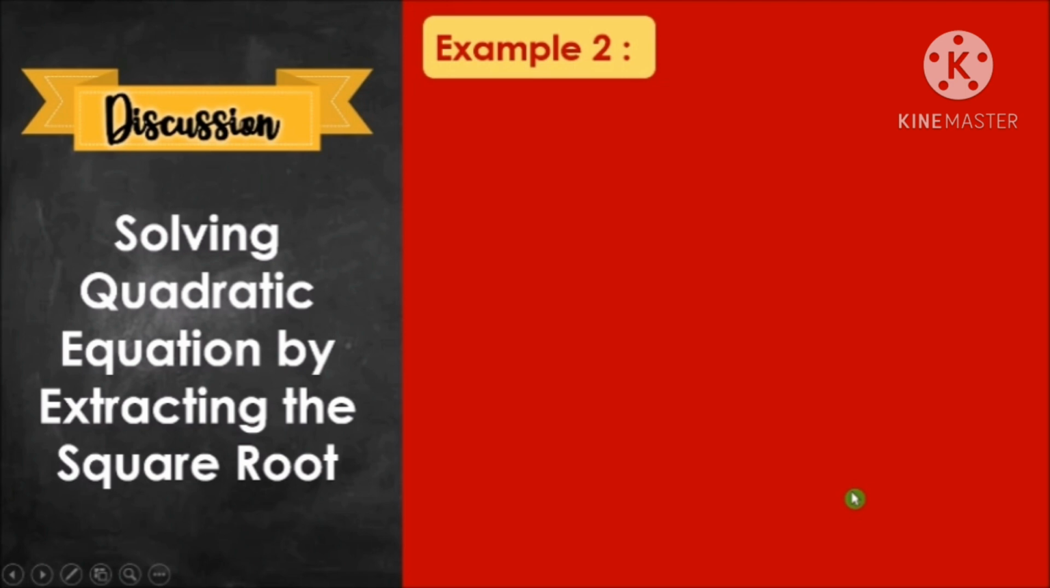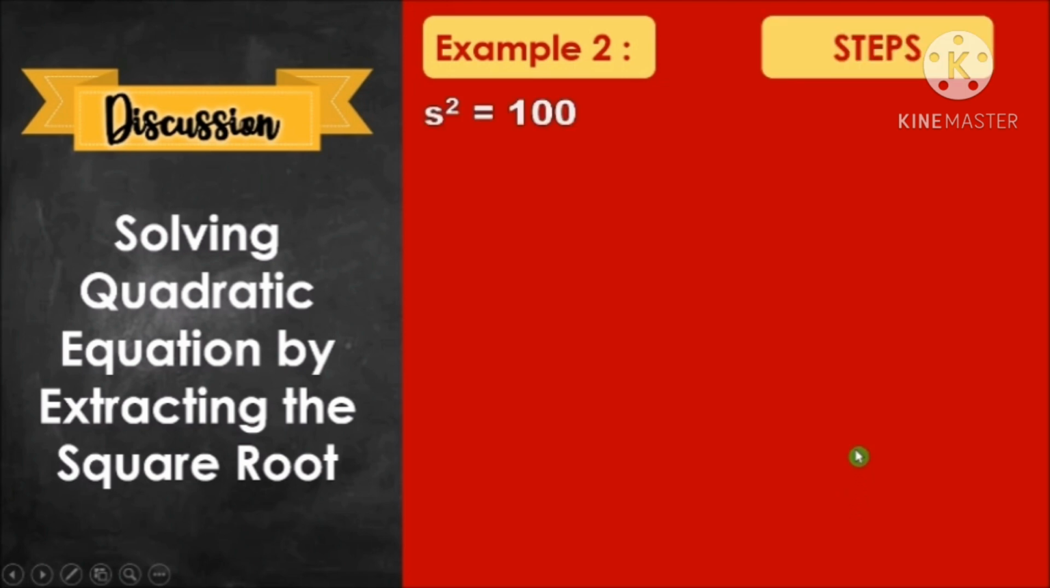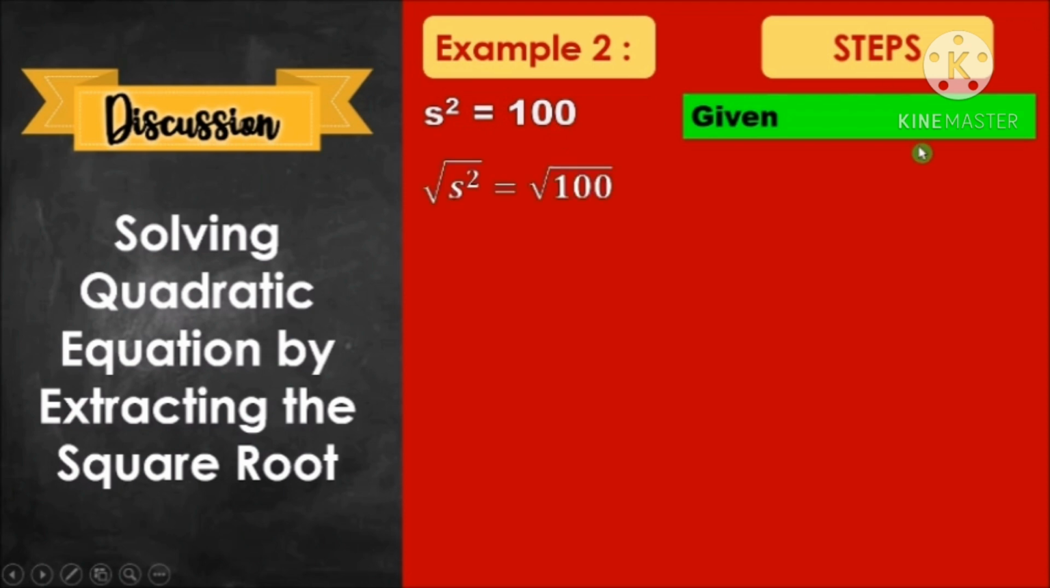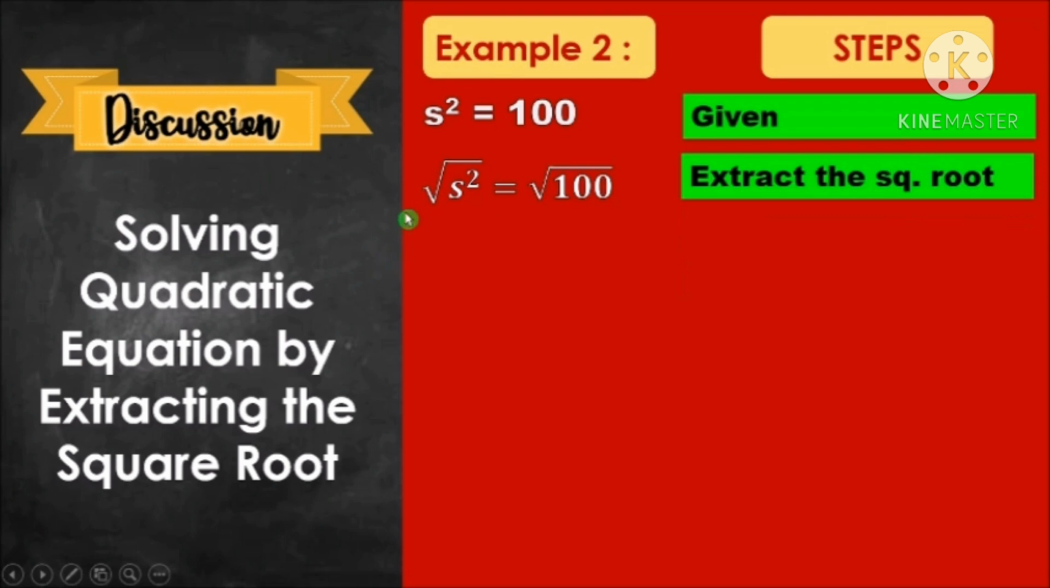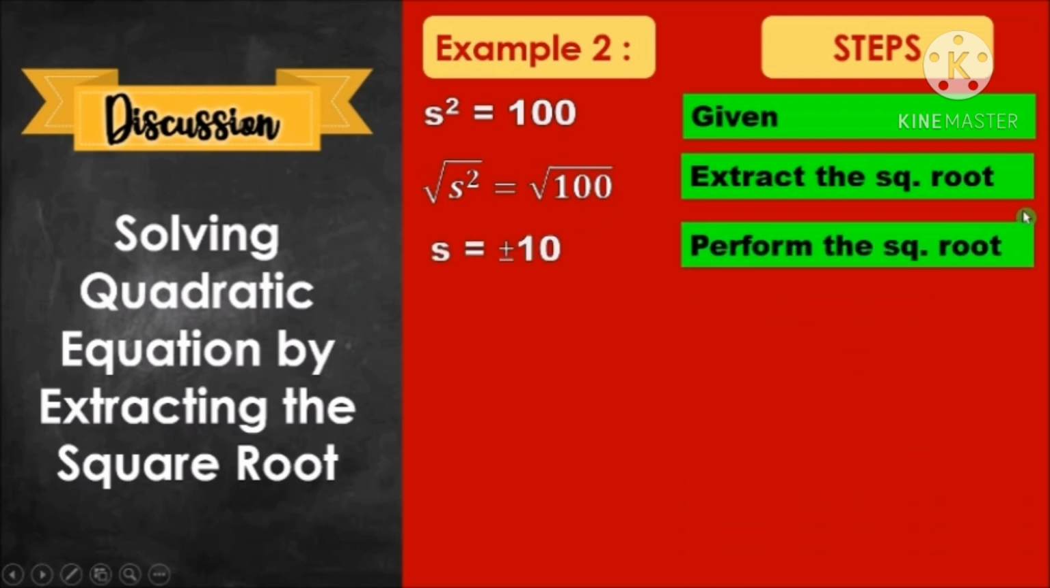Let's now move on with example number 2. s squared is equal to 100 and that is the given. Since yung ating given ay s squared is equal to 100, wala na tayong gagamitan ng APE, itutuloy na natin sa extracting the square root. Lagyan natin ng square root sign ang kaliwa at kanan ng ating equation. Then, solve natin ang both sides.